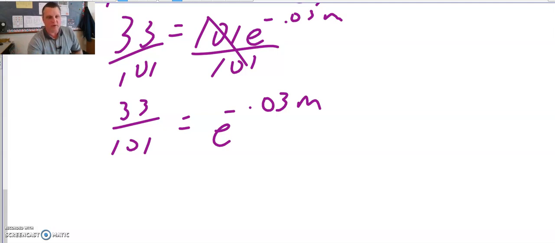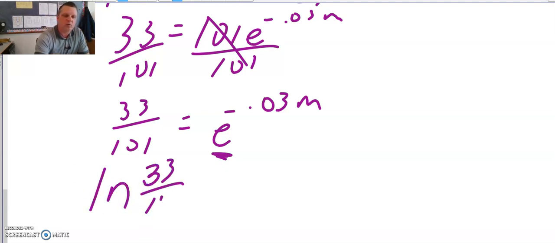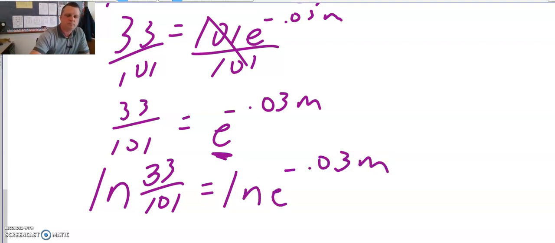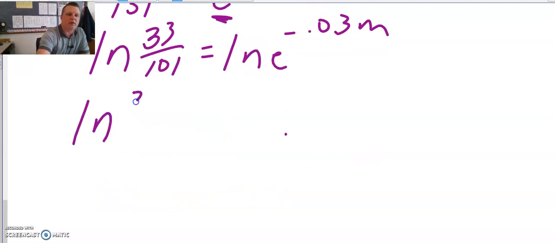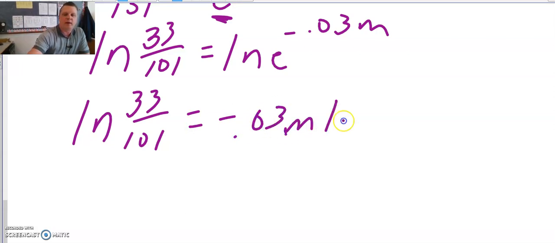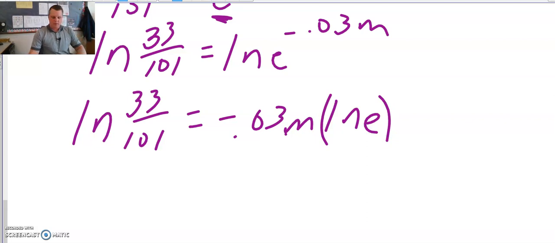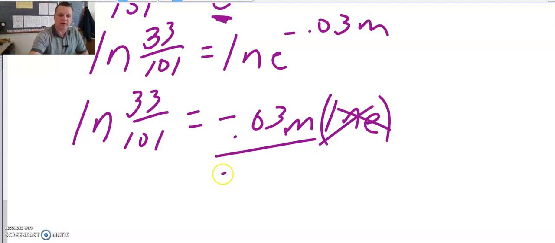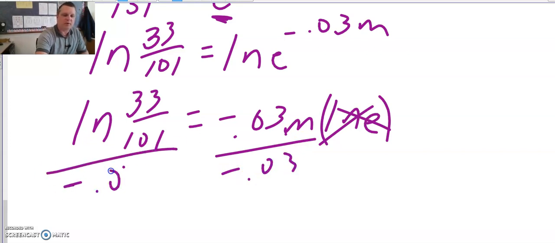Now, because of this base e, it would work out the same if you use log or if you use what I'm going to show you now. So instead of using log, because the base is e, we're going to use the natural log, the ln. So ln of e to the negative 0.03m. Okay? So that way we have natural log of 33 over 101 equals negative 0.03m ln e. Okay? So ln of e is 1, so it's gone. That's why we use the natural log. So then we just have to divide this by negative 0.03.